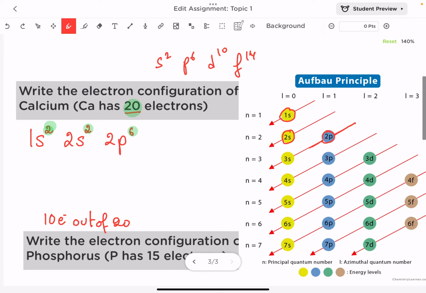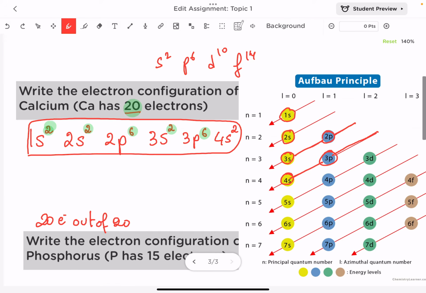Now we continue. The arrow continues to 3s, so that is 3s2. Now we filled 12 electrons out of 20. Next, after 3s, the arrow goes to 3p. 3p can take up to 6. So if I filled 6 electrons, the total electrons filled now is 18 out of 20. So the next one is 4s. And I will put in it 4s2 because I need to fill 20 electrons. And this is the electron configuration of calcium.